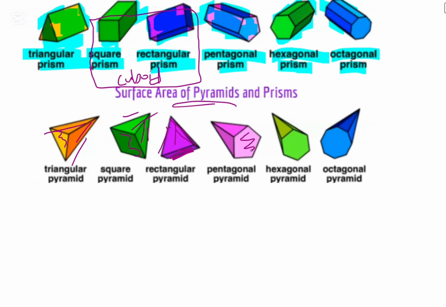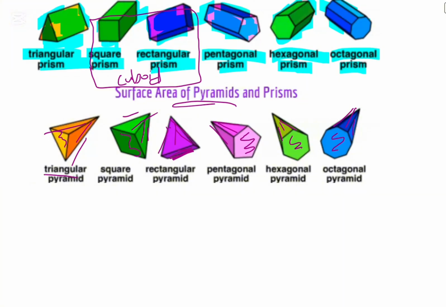What about here? This is the base, one base in pyramids, and the rest of the side faces are triangles. Here you have a base, and the rest of the side faces are also triangles. Here you have one base, and the rest of the side faces are triangles. Now, according to the base, you name the pyramid.